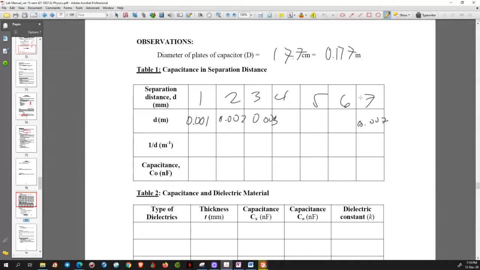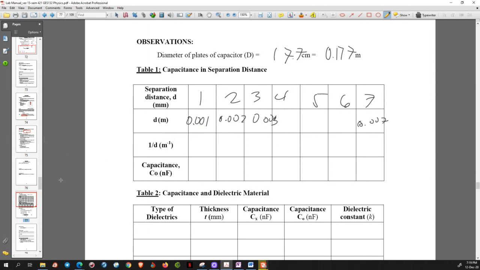Okay? Can I use 2, 3, 4, 5, 6, 7, 8? Yes, you can. You can use 3, 4, 5, 6, 7, 8. Can I use 5, 10, 15, 20? It will be too big. The gap for the capacitance will be too big. Can I make the distance 2, 4, 6 like that? No, I suggest keep the distances small.